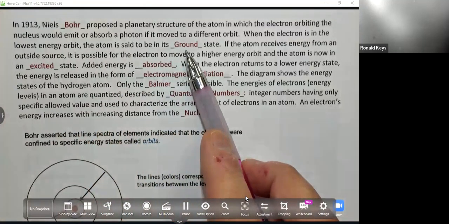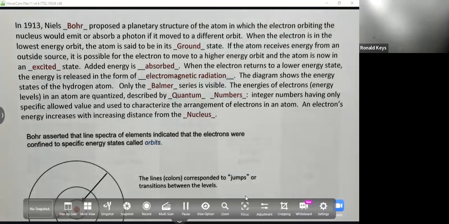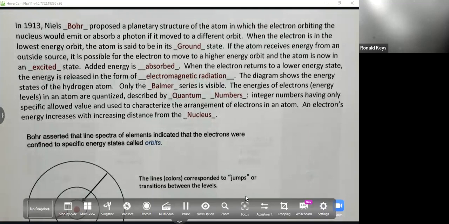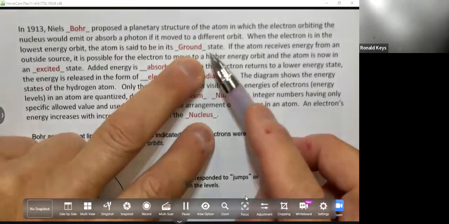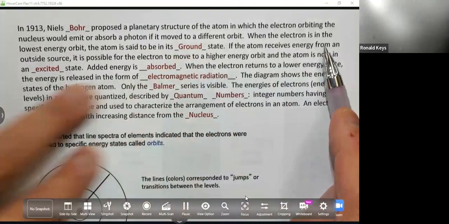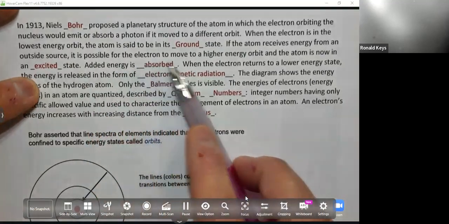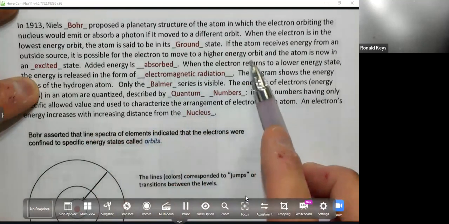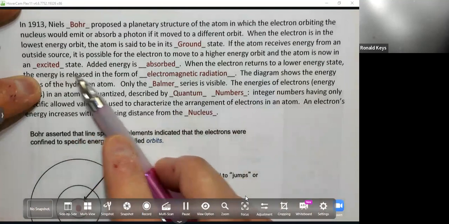So you have not zapped it with energy. What type of energy are we talking? Usually it's electricity, right? Like what's lighting up this room. Electricity, heat, or light, you can supply energy. If the electron is close to the nucleus where it's supposed to be, it's in its ground state. If the atom receives energy from an outside source, electricity, heat, or light, it is possible for the electron to move to a higher energy orbit, and the atom is now in an excited state.